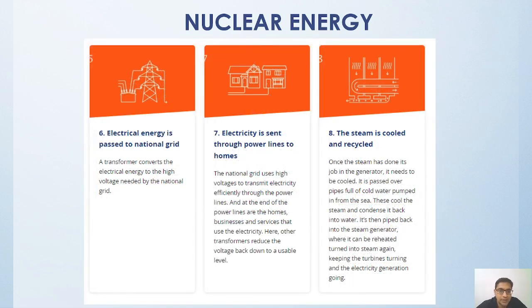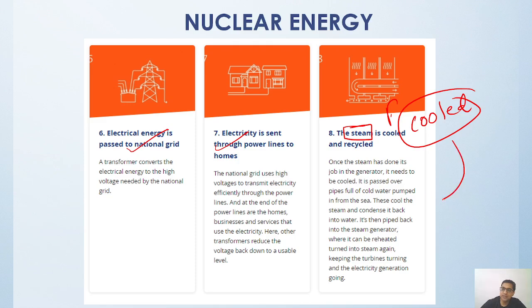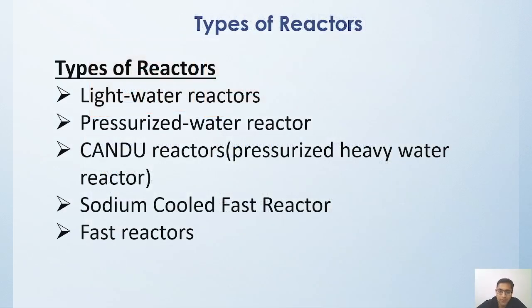Then this electricity is passed to a national grid and power lines, and then this steam is further cooled. It is further utilized in a heat exchanger to be converted into steam again, like that. Now we are moving towards the types of reactors.